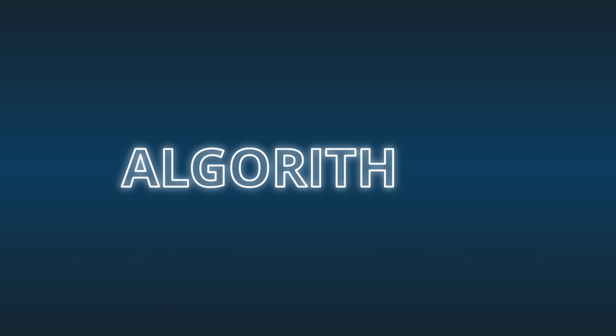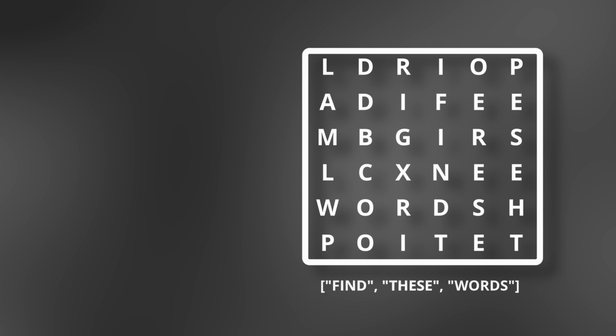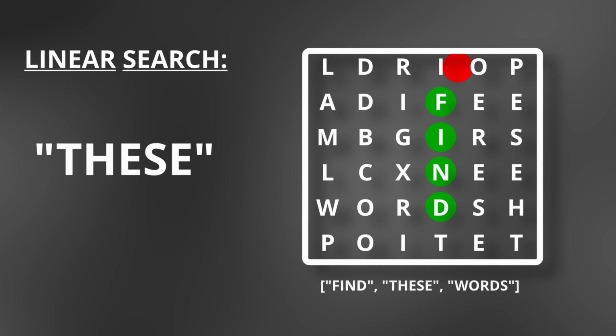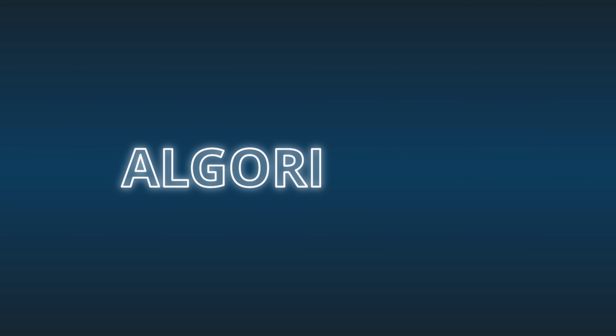Let's look at algorithm 1. Algorithm 1 is a linear search. Given a word, we will loop through each letter in the grid, starting at the top and moving from left to right, top to bottom. If the letter matches the starting letter of our word, we will traverse the grid in each direction and check if we find the word. Once we find the word, we will repeat this entire process for all the words that need to be found.